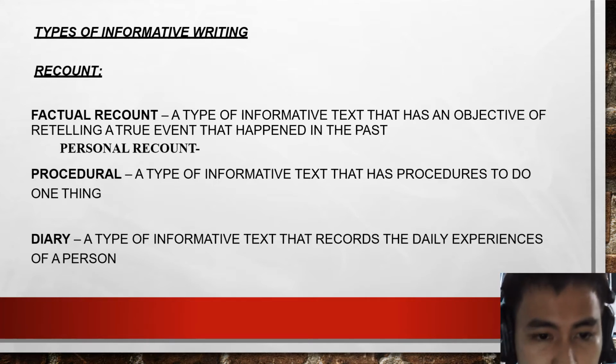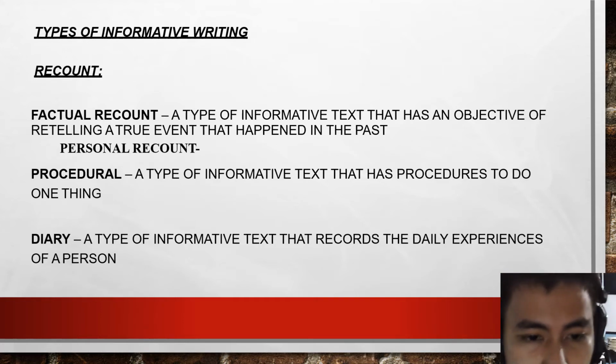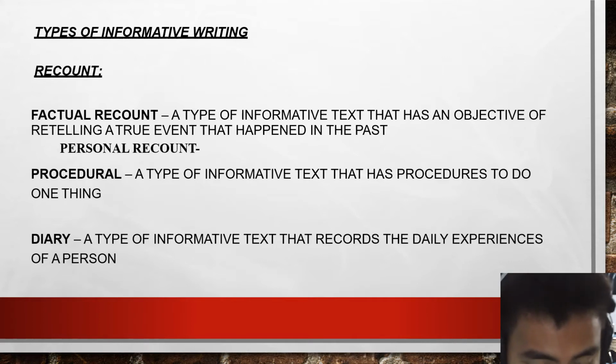Okay, let's proceed to procedural. A type of informative text that has procedures to do one thing, meaning doing something. Next, diary, a type of informative text that records the daily experiences of a person. Even you, when you are recording in your diary or telling your story, what will happen? That is what a diary means.